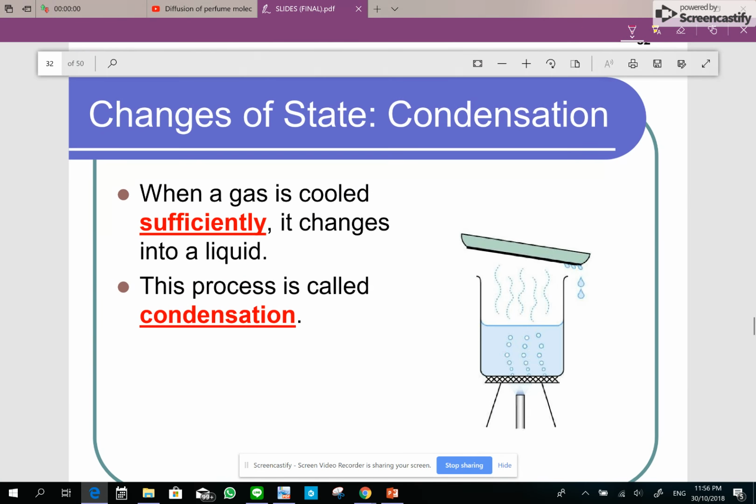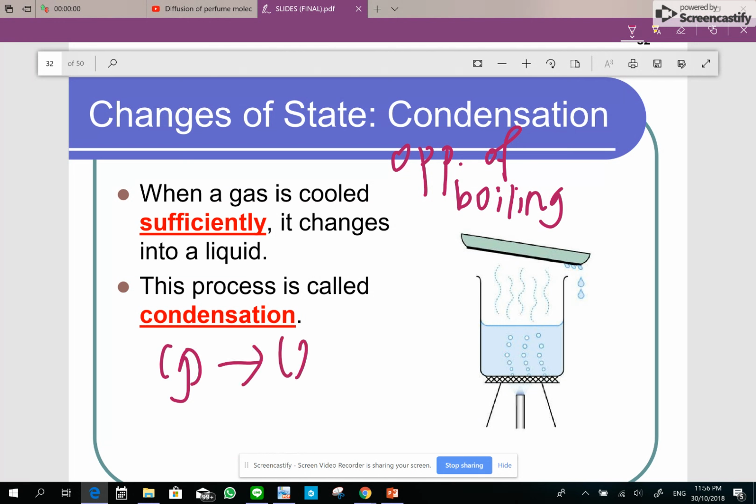Now let's move on to condensation. There are three more processes that we didn't cover. We are just going to cover them very quickly because they're quite similar to the heating curve, maybe just the direct opposite. Condensation is the opposite of boiling. It is when a gas turns into a liquid state. It starts to cool down, and when it cools down sufficiently, it turns into a liquid state. This process is called condensation.